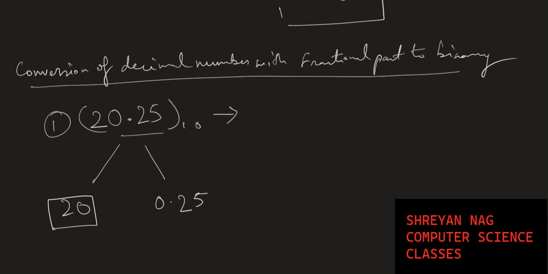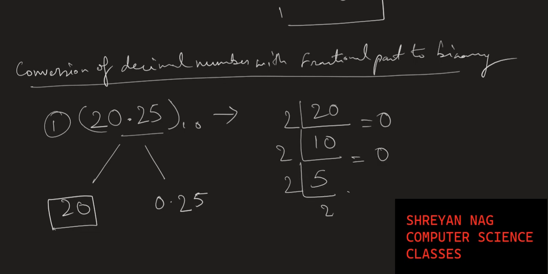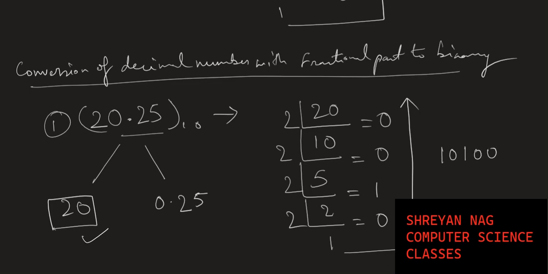20, 2 10s are 20, remainder is 0. 2 5s are 10, remainder is 0. 2 2s are 4, remainder is 1. 2 1s are 2, remainder is 0. Reading from the bottom to the top, we get 1 0 1 0 0. So this is only the 20 part.